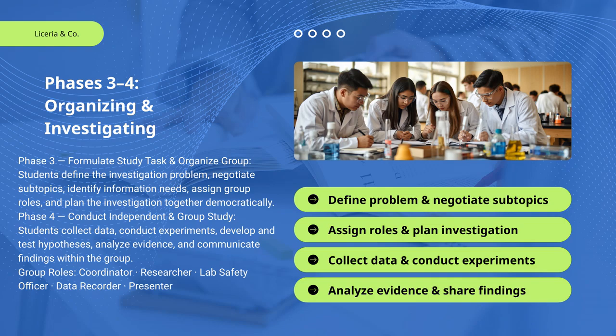Phases 3 and 4 focus on organizing and investigating. Students define the problem, negotiate subtopics, assign roles, plan procedures, and conduct experiments. In chemistry learning, group roles may include coordinator, researcher, lab safety officer, data recorder, and presenter. The goal is safe, evidence-based inquiry.